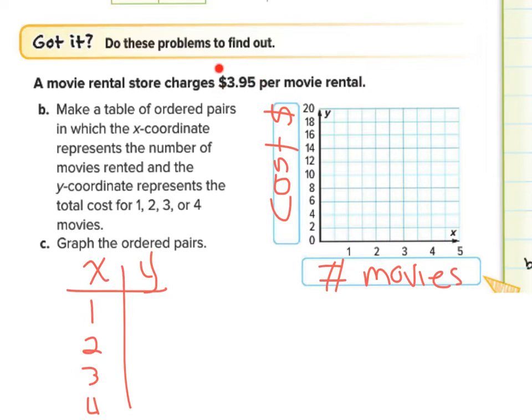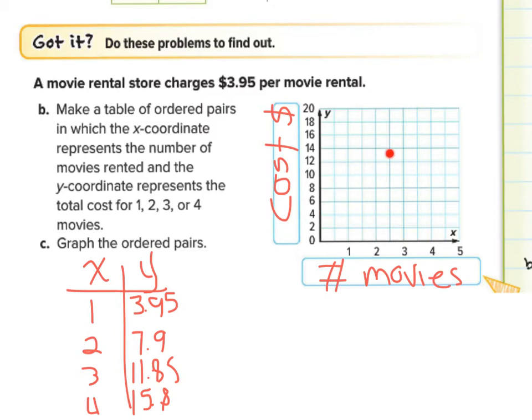Each movie is going to be $3.95. So my first movie, for 1, is just $3.95. For 2, what's $3.95 plus $3.95? $7.90, or 7.9. For 3, $3.95 times 3 is $11.85. And for 4, 4 times $3.95 is $15.80, or 15.8.